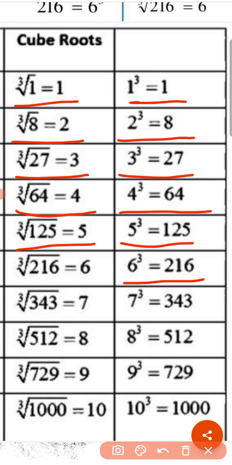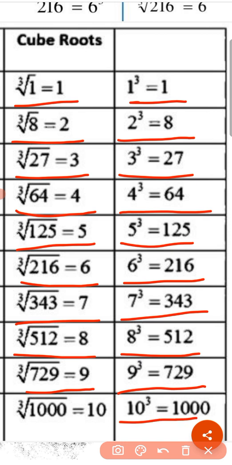6 cube is equal to 216, so cube root of 216 is 6. 7 cube is equal to 343, so cube root of 343 is 7. 8 cube is equal to 512, so cube root of 512 is 8. 9 cube is equal to 729, so cube root of 729 is 9. 10 cube is equal to 1000, so cube root of 1000 is equal to 10. So children, if you know the cube of a number, then you can easily find out its cube root.